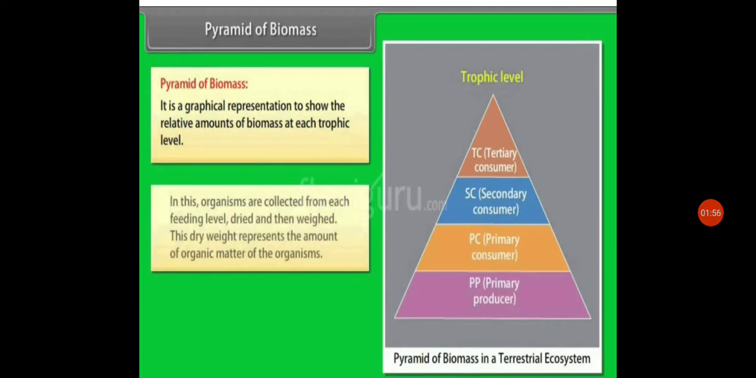Pyramid of biomass. It is a graphical representation to show the relative amounts of biomass at each trophic level. In this, organisms are collected from each feeding level, dried, and then weighed. This dry weight represents the amount of organic matter of the organisms, and it is the graphic representation of biomass present per unit area at different trophic levels.